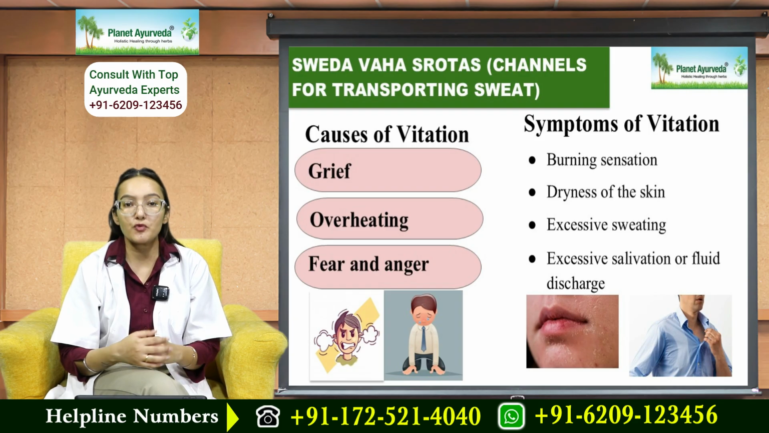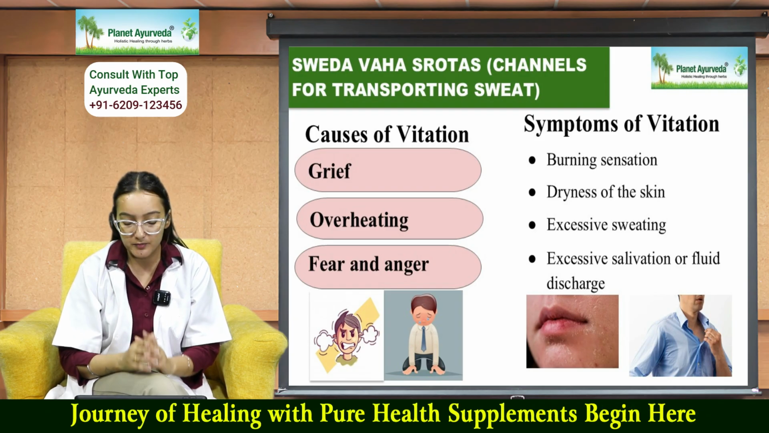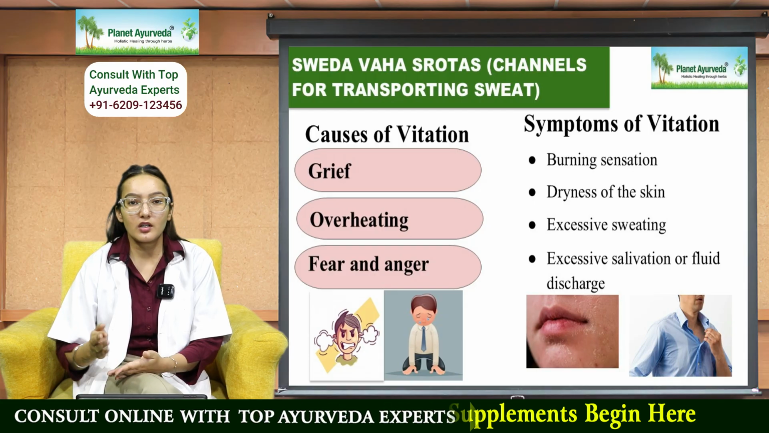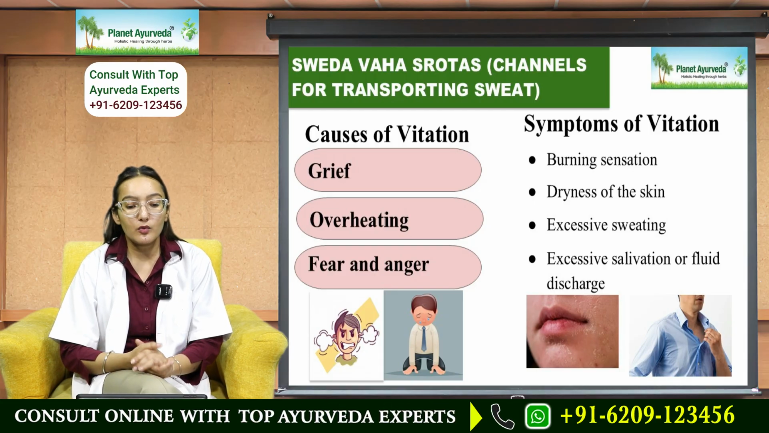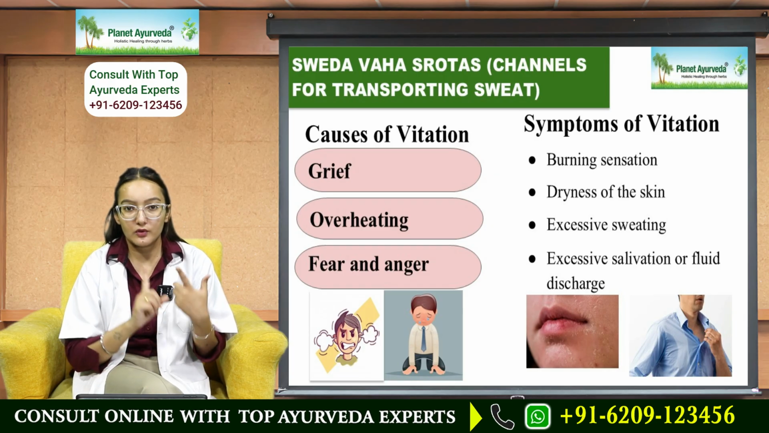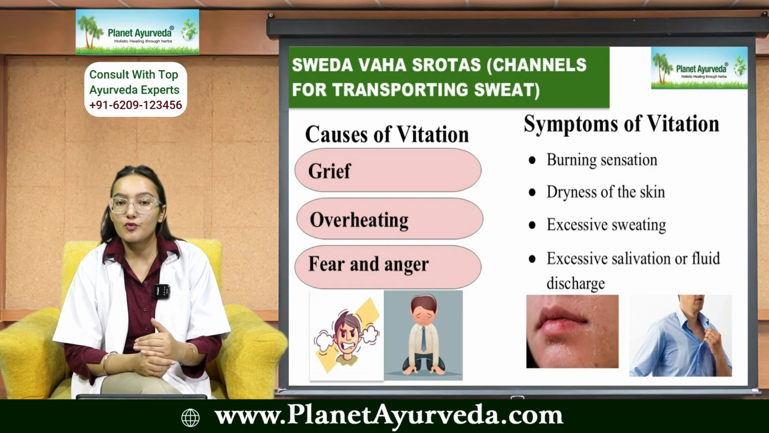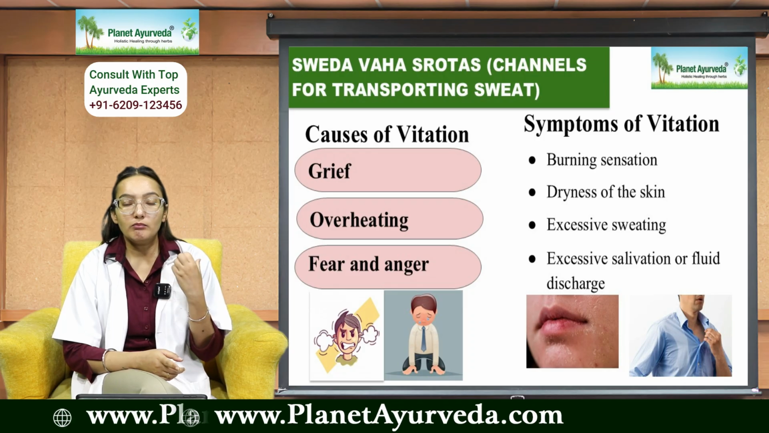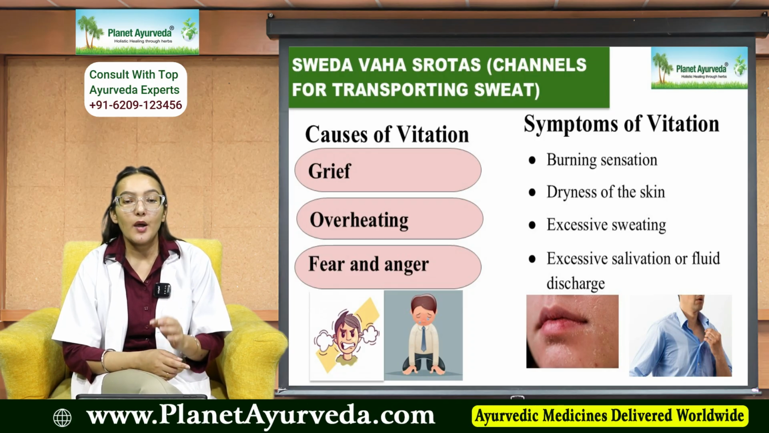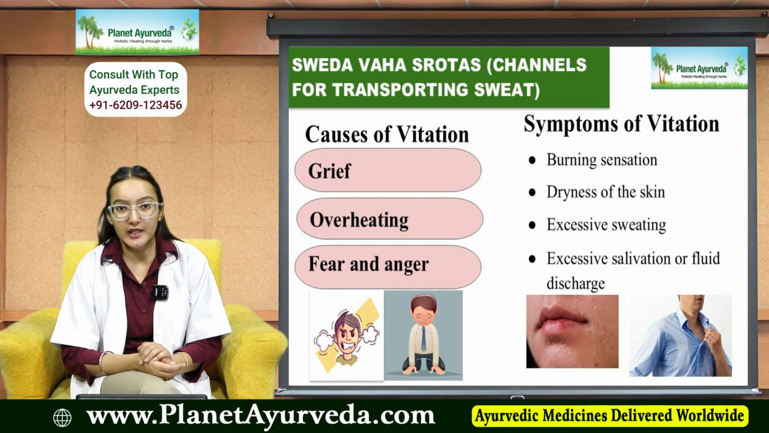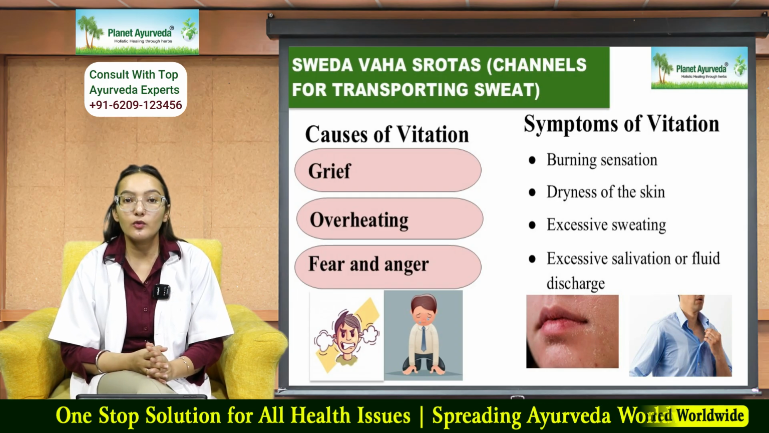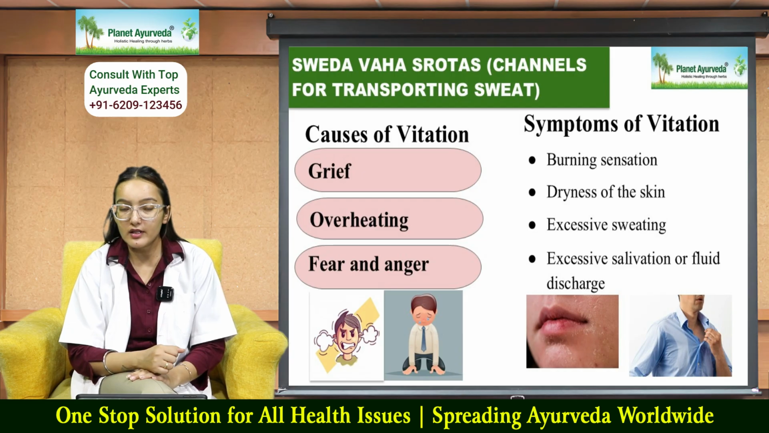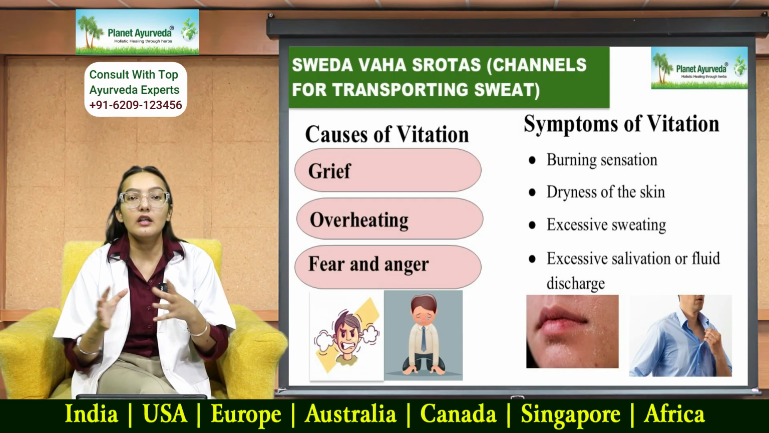Now we are going to discuss Svedavaha Srotasa, the channels for transporting sweat. What kind of causes will be there? First of all, vata dosha, pitta dosha and kapha dosha, these three are related to its vitiation. If there is more vata dosha, there will be reduced sweating or no sweating. If there is kapha dosha, there will be sticky sweating. If there is more pitta dosha, there will be excessive sweating. So we need to take care to keep everything in moderation. Basically pitta dosha is predominantly related to this, and kapha dosha also has a role if there are some blockages.